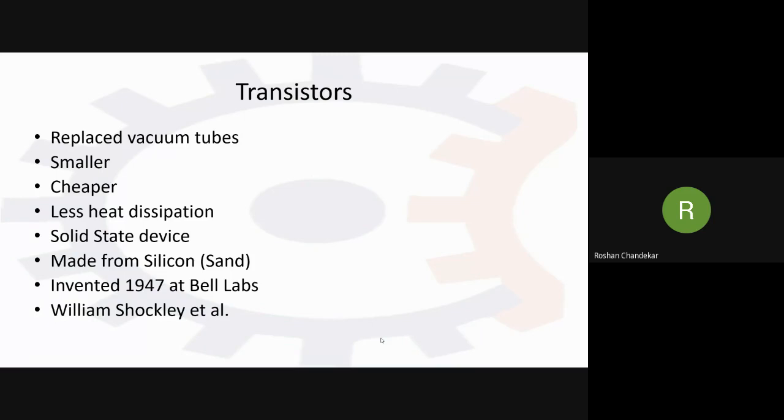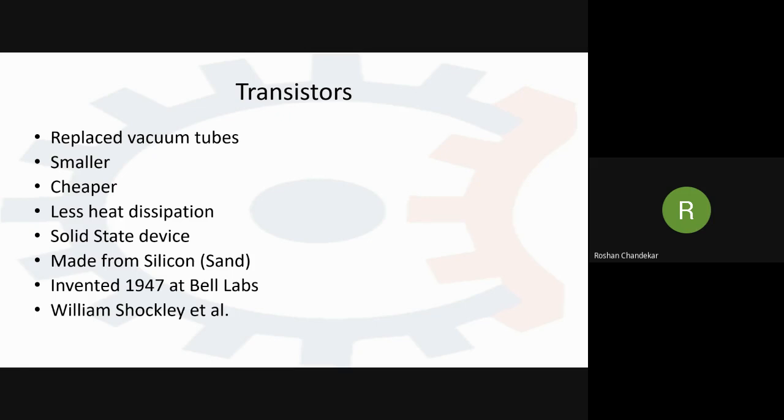Then the transistors. The next phase is for the transistors, which replaced the vacuum tube. Vacuum tube doesn't have a memory, so we have used a transistor. A transistor has a memory, which is used to store data.